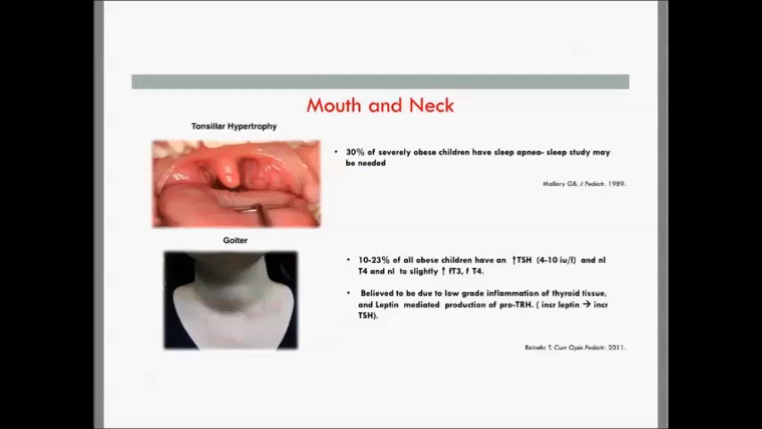Then we want to look at the neck. As far as the neck goes, it's super important to think about the thyroid. Now, thyroid in children, at least lab values, can be misleading in some cases. So 10 to 23% of all obese children can have elevated TSH levels, but they would have normal T3 and normal to slightly elevated free T3 and free T4. What they believe this is due to is low-grade inflammation of the thyroid tissue and leptin-mediated production of pro-TRH.